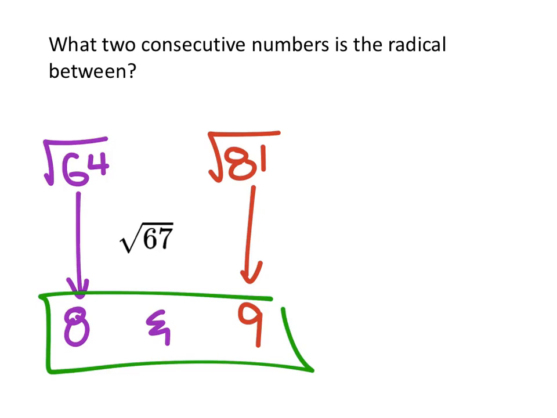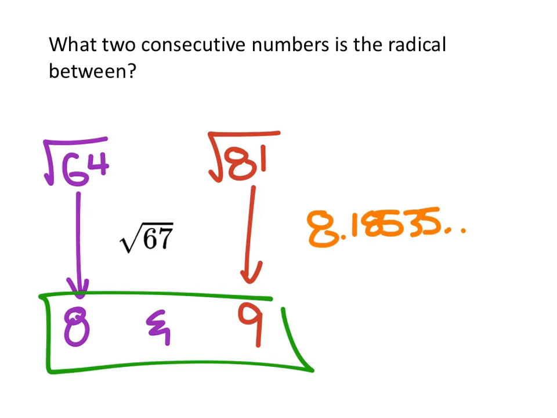But if you don't know your perfect squares, then just use your calculator. I would type this in as the square root of 67, and when I push enter, my calculator gives me the square root of 67, but if I push the double arrow button, it gives me the decimal, which is 8.18535 and some change. All right, it goes on forever and doesn't repeat. It's pretty ugly.